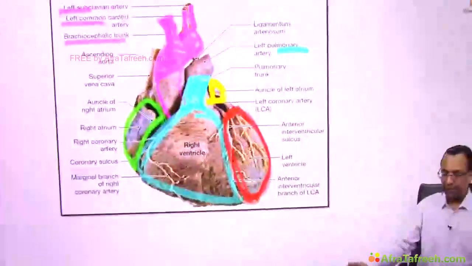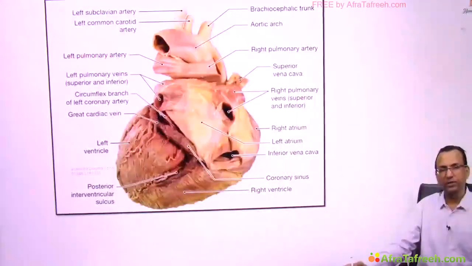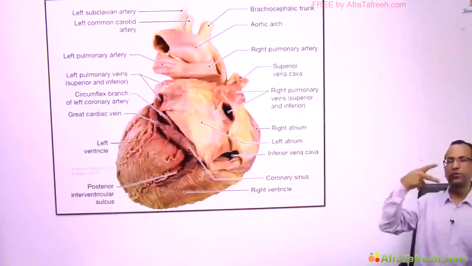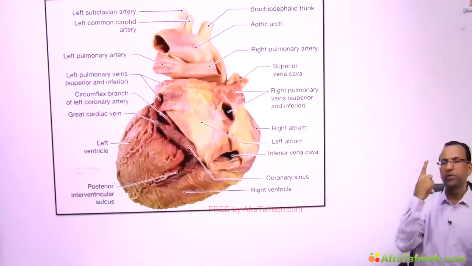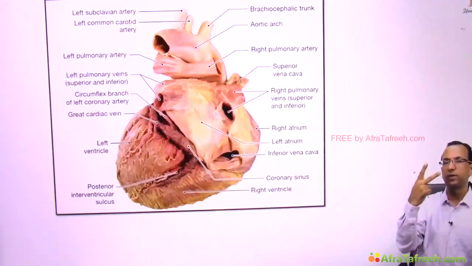Let us look at the posterior of the heart now, because that is where you have two surfaces: the posterior surface and also the inferior diaphragmatic surface. Why would you say so? Because it is related to the diaphragm, that's why.